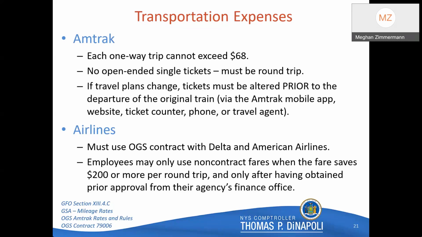When traveling by airplane, a ticket must be purchased using the OGS contract with Delta and American Airlines. An exception to this contract is if a non-contract fare saves a traveler over $200 or more per round-trip ticket, however, only after prior approval has been obtained by the agency's finance office.